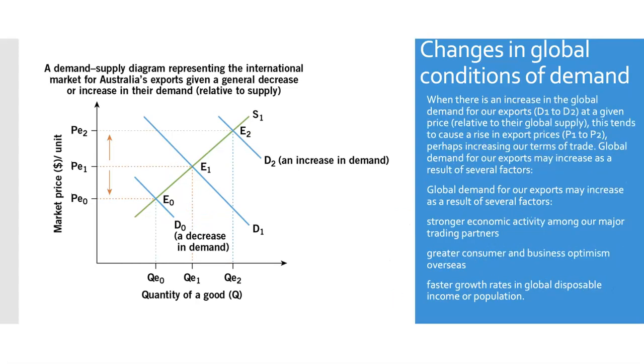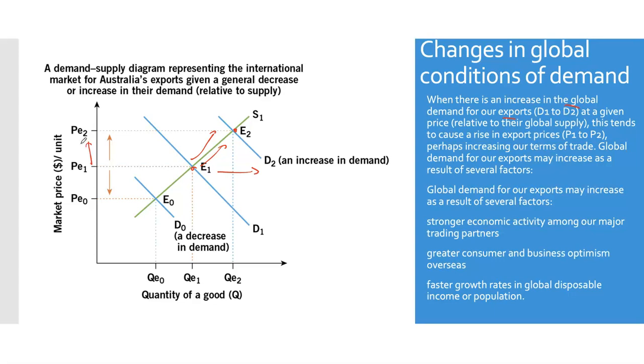Now, there could be an increase in the demand for our exports for a number of reasons as well. And this would result in us going from D1 to D2, leading to a new equilibrium, E1 to E2, and an increase in price from P1 to P2.